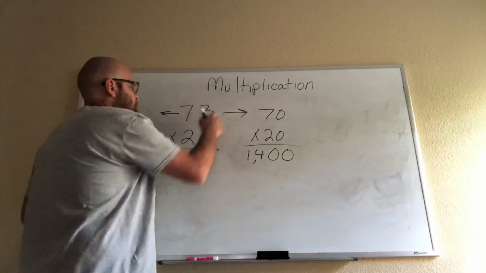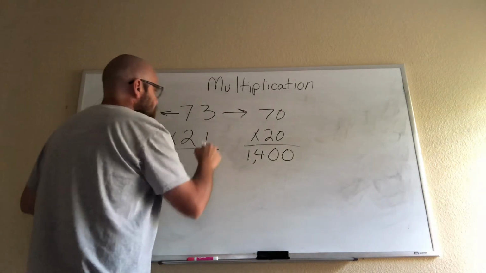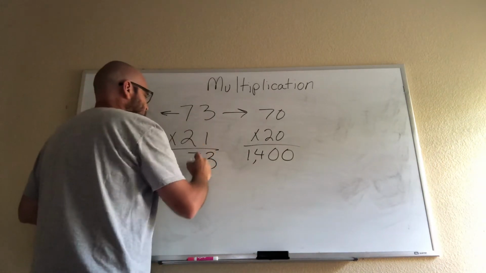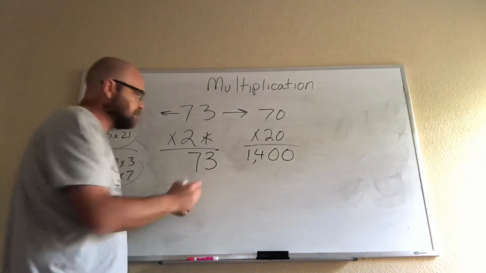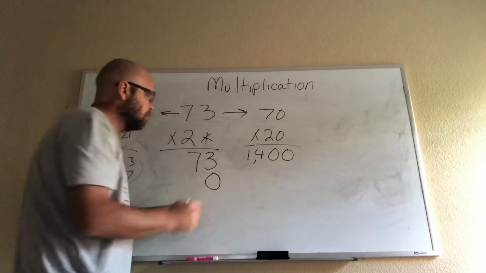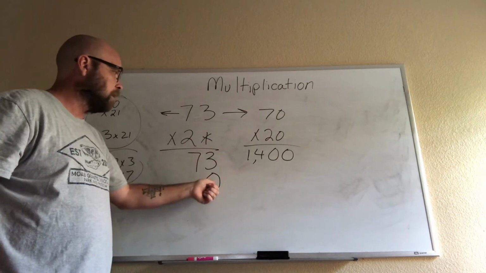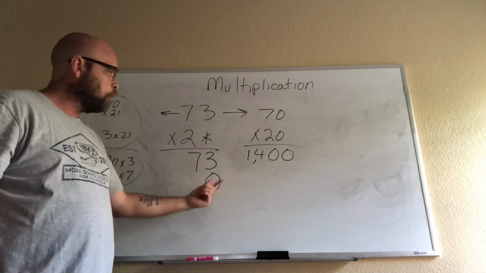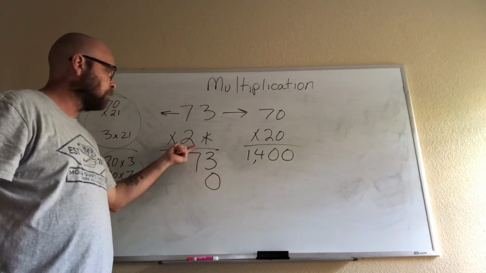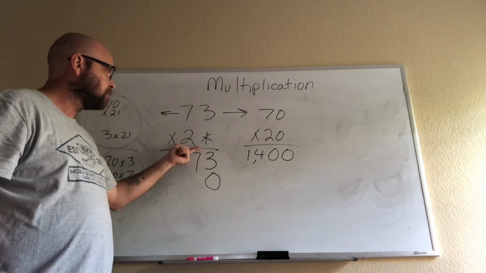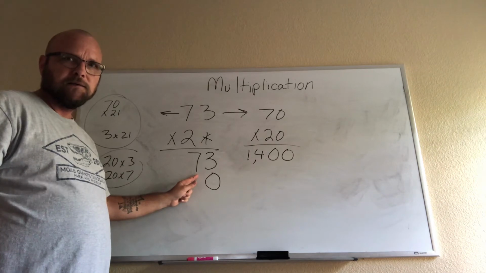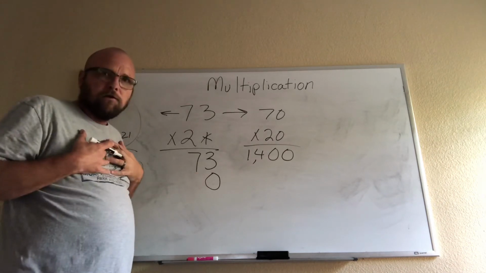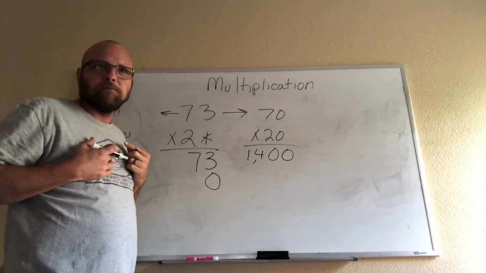I know 1 times 3 is easy. I know 1 times 7 is easy. So now I'm done with my ones place. The reason the 0 goes here is because you have finished your ones place. You don't put anything in your ones place because we're now at the tens place. So this next number needs to start in the tens place.